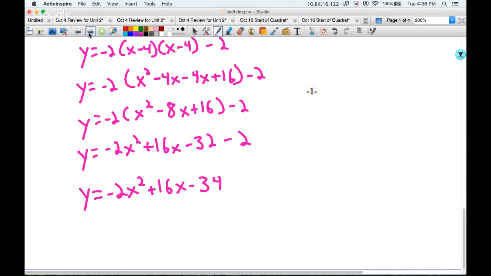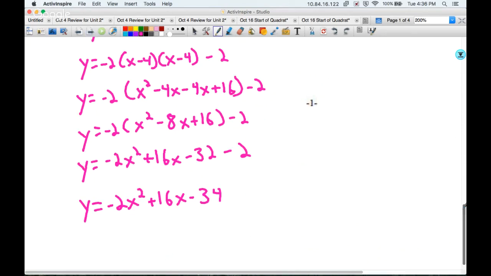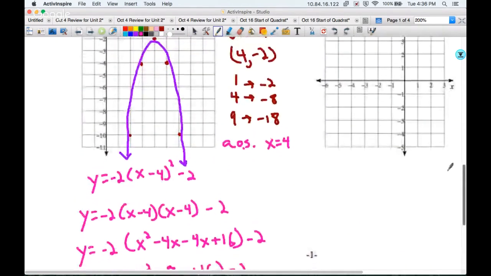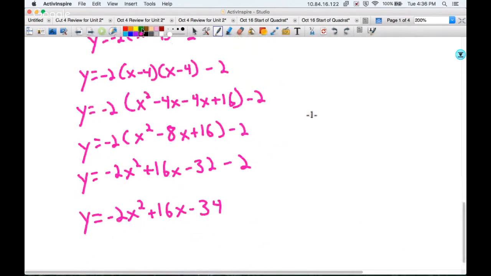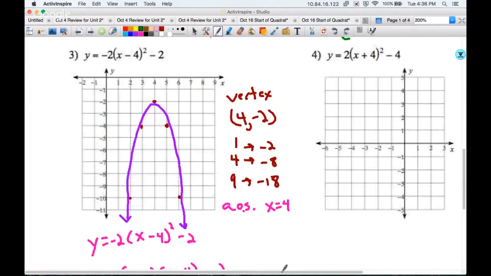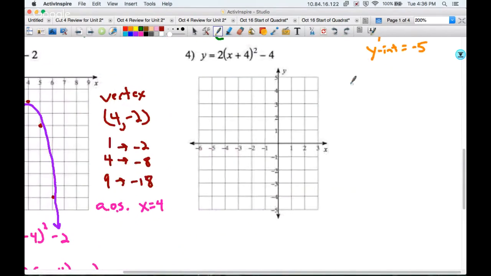Just double check. No, I think that makes sense to me. So our y-intercept is negative 34. It just comes from the c value in standard form. All right, number 4. Moving right along.